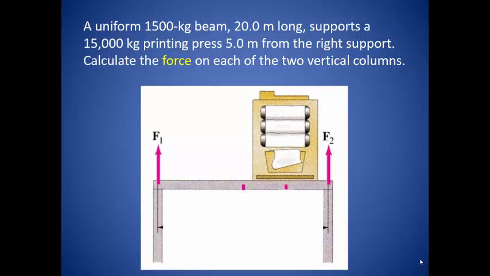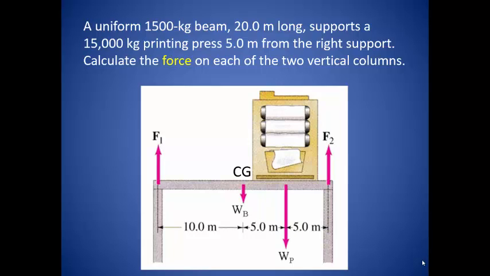So all of that weight that's sitting on the table is supplying a force downward into the beams. The beams are supplying a force upward to support that weight. The beam on the left we can label F1, and the beam on the right we can label F2. The weight of the beam acts downward at the center of mass, which is located 10 meters from the end. The weight of the printing press acts downward at a point 5 meters from the right edge.